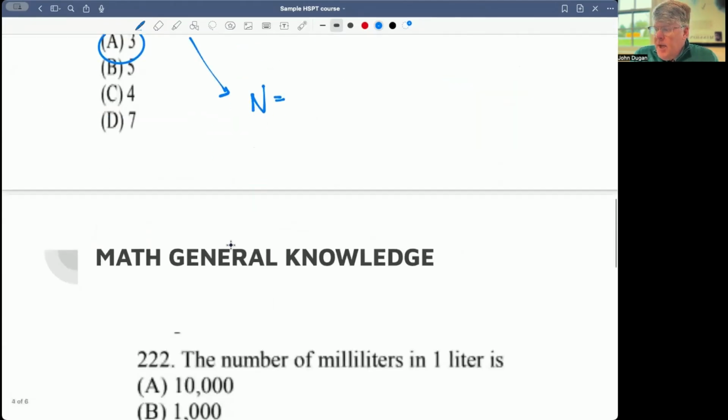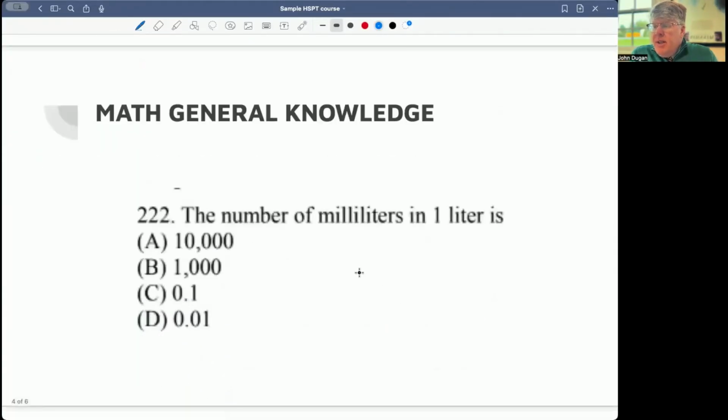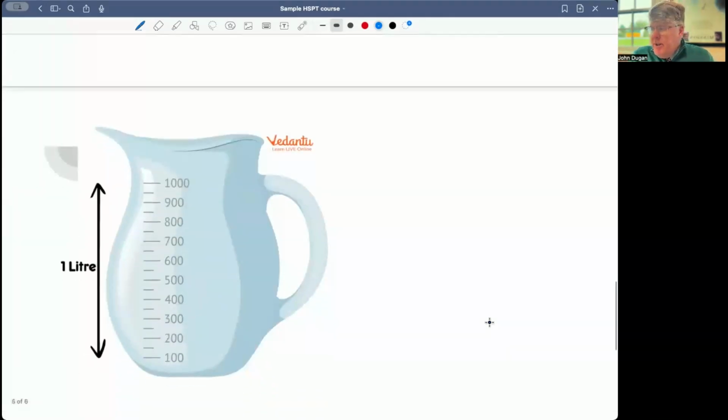And then I would call this one, this is from the 5th section or the 4th section, the mathematics section. This is just some general knowledge. The number of milliliters in 1 liter. The milliliters are the small ones, like tiny milliliter. And then the basic unit is the liter. And then the bigger side would be a kilo, like a kiloliter. So the liter's the basic. Here would be a liter.